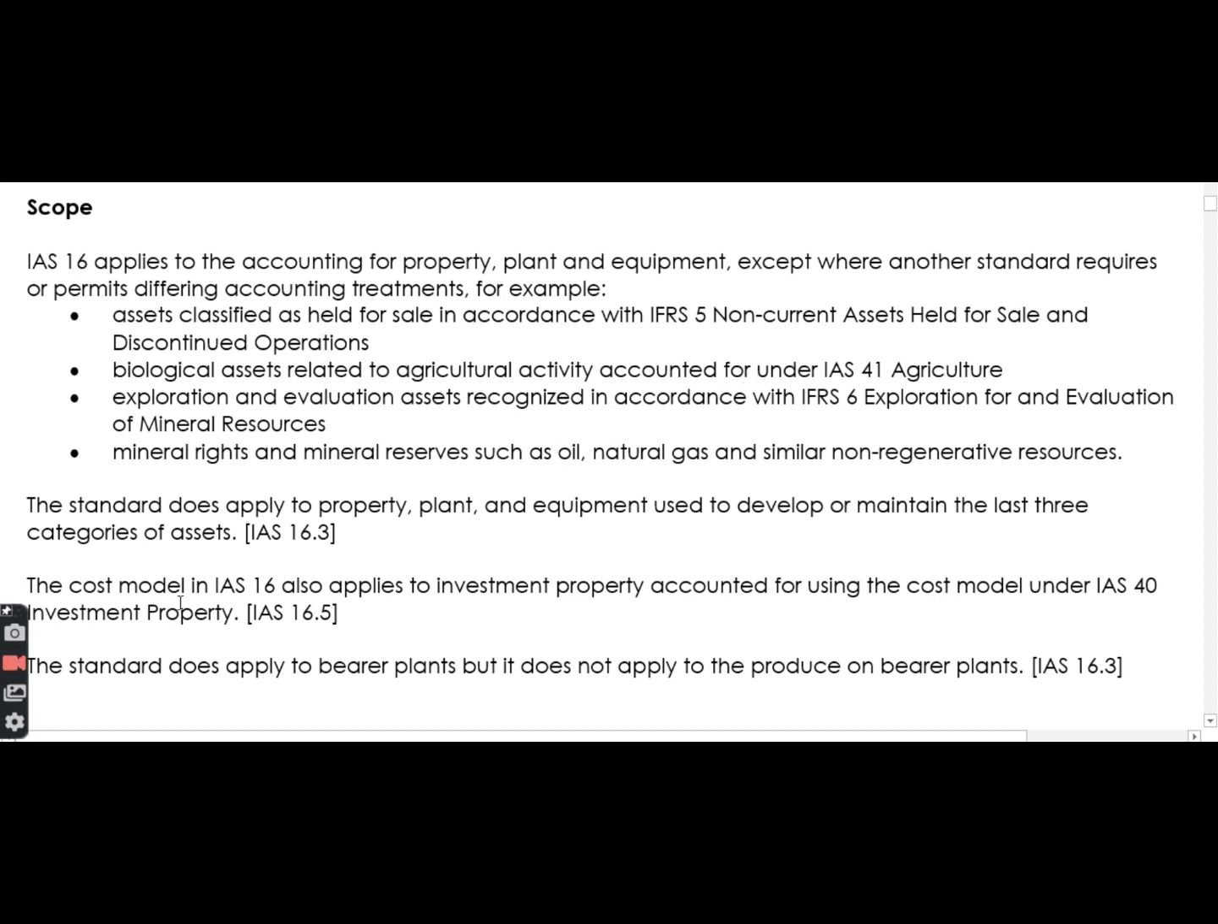Next, the cost model will be applied to investment property also later on if the investment property is going to be subsequently measured using the cost model. So although under IAS 40 it is still an investment property, for purposes of subsequently measuring the investment property, they can still use the cost model. That's why they are interrelated. Next, to emphasize, the standard applies to bearer plants but it does not apply to the produce of the bearer plants because the produce will now become agricultural produce covered by IAS 41.